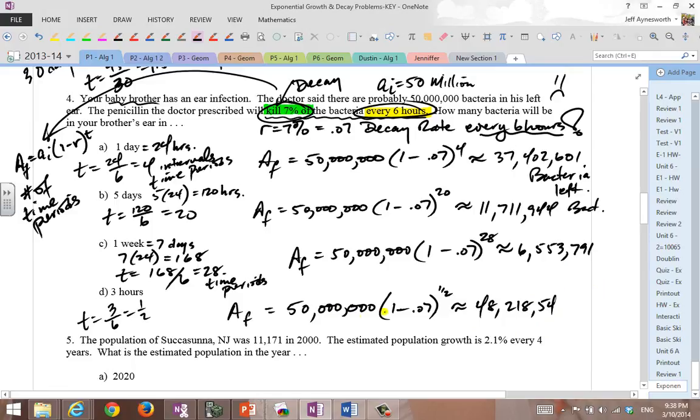So not very many bacteria have gone after only half an hour, or 3 hours, because only a half time period has gone by. It takes time for the medicine to work, guys.